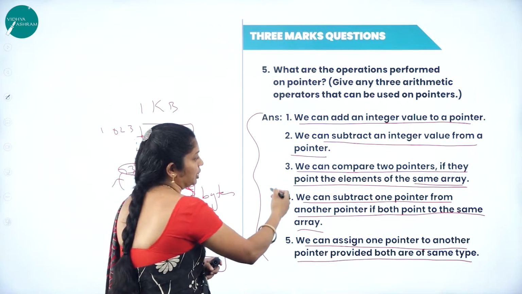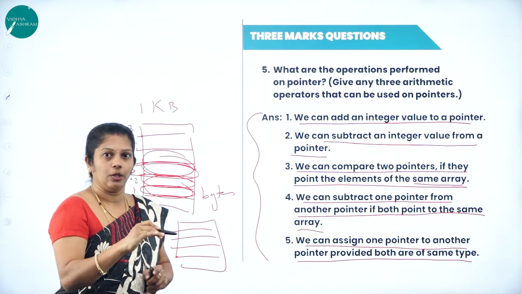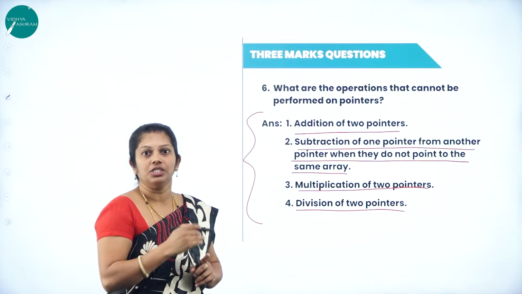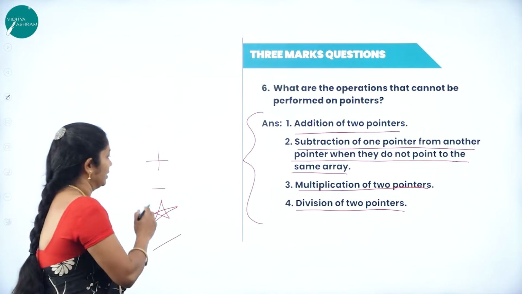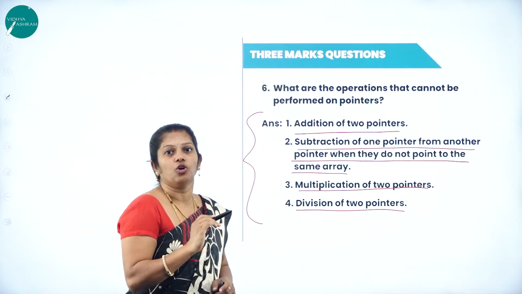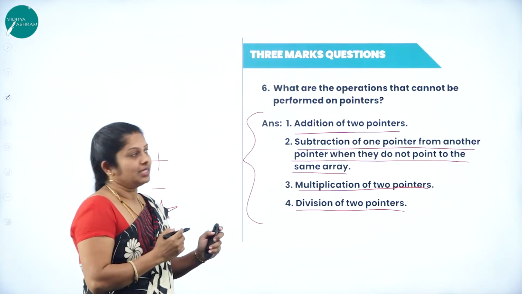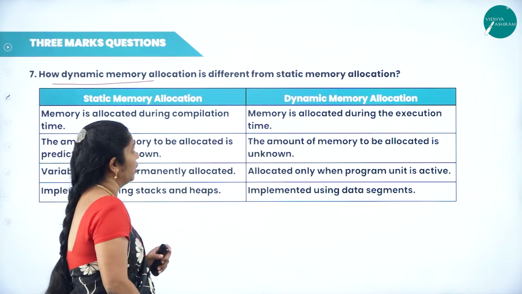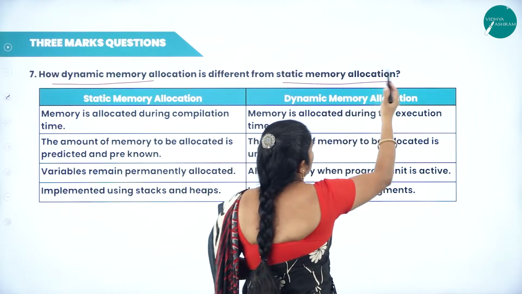Possible operations are: we can add one integer value, we can subtract one integer value. But not possible under that are addition of two pointers, subtraction, multiplication as well as division. Now, is it clear? Next, we will move on to the next question: how is dynamic memory allocation different from static memory allocation?